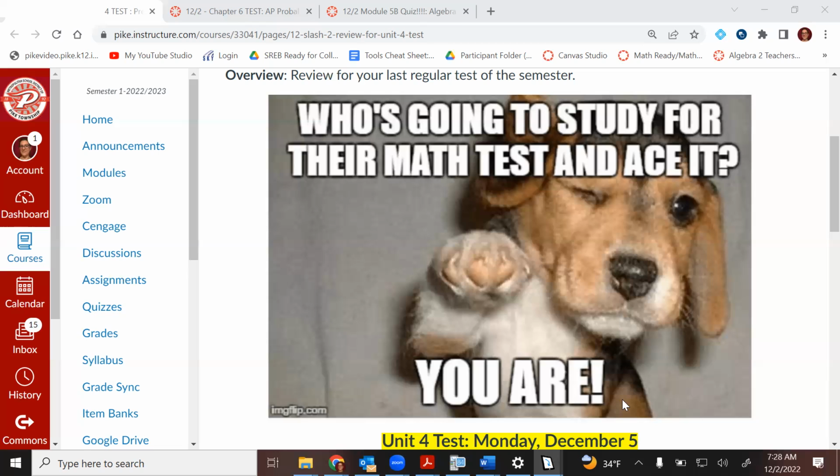Will that pass both the vertical and the horizontal line test? No. So is it 1-to-1? No. Not 1-to-1. It passes the vertical line test, but it fails the horizontal. It has to pass both of them if we're looking at it graphically. What else would you guys like to see?